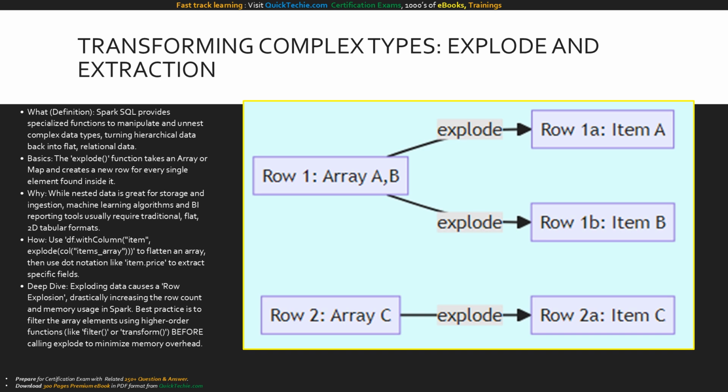How do we do it? We literally write explode, call array name, which creates our new rows. Then we extract the fields using the dot notation we learned earlier. But be careful. This brings us to our deep dive.